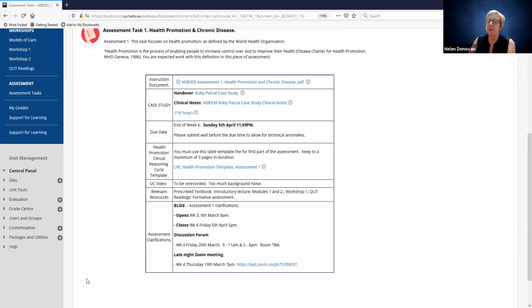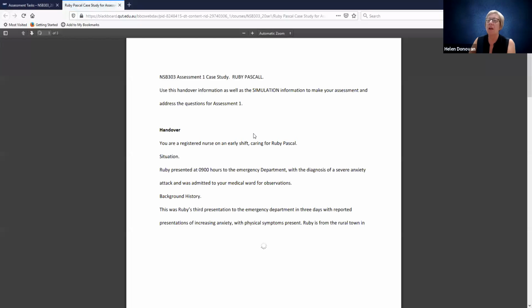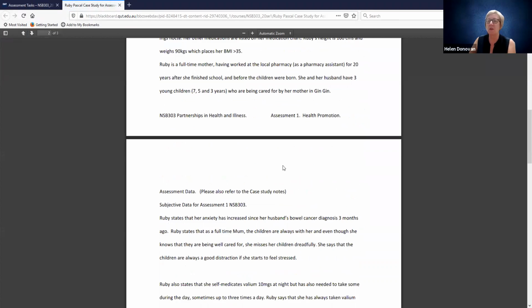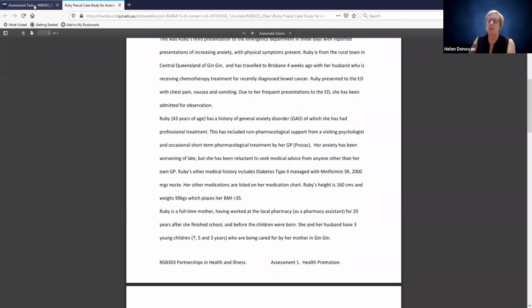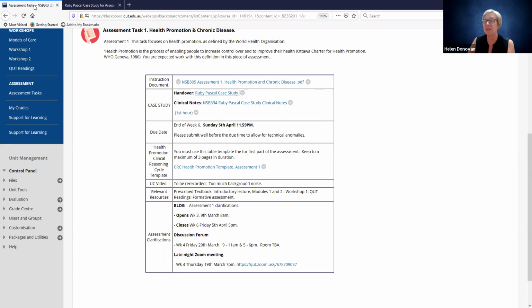Particularly looking at medical records, so looking at progress notes, observation sheet, medication chart, things like that. That will help you know a little bit more about Ruby. And there's also a handover, an NSB303 extended handover, that you need to work with while you're thinking about her case study. So that's important material. That is what you're going to base this whole piece of assessment on, those 2 items.